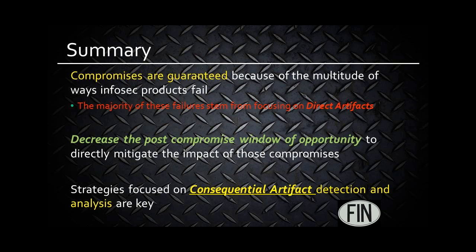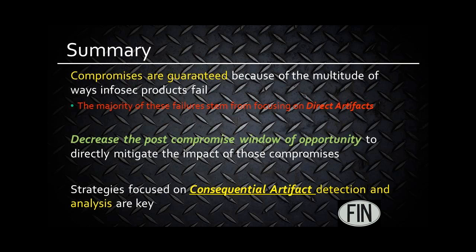Moving on here. So finally, if we kind of wrap this all together, what we really want to get across here is that compromises are guaranteed. Old news. Anybody who's been working in this industry for more than 2 weeks knows that. And why it happens is a very complex issue. A big part of it, though, is because of the multitude of ways that products fail. And again, by fail we mean false negatives, right? Don't tell you that there's a problem when there's actually a problem.